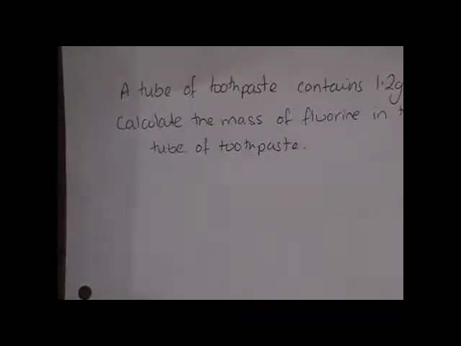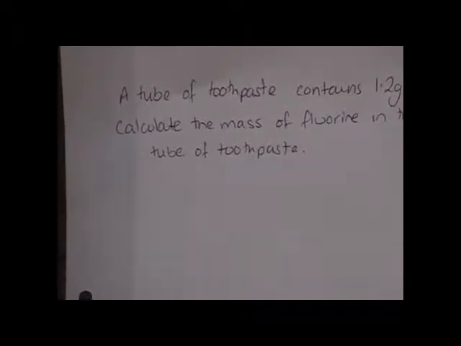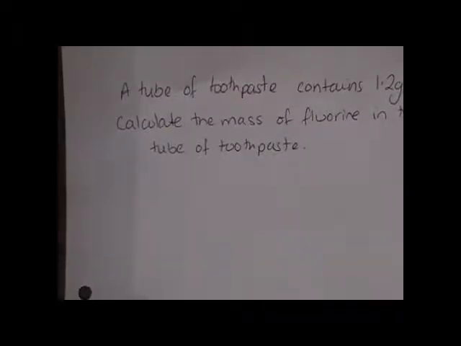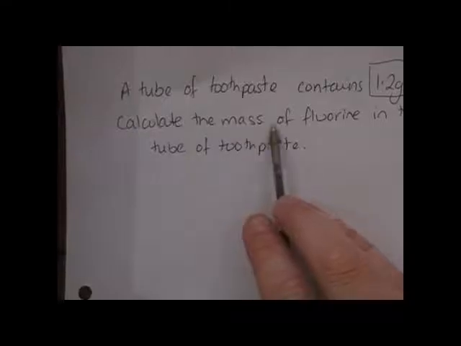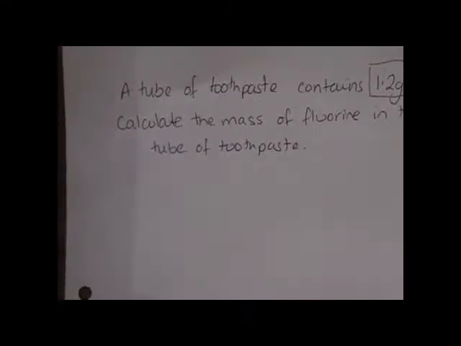Welcome to Revise with Mrs. C. We're going to have a look at calculating the mass of reactants that are required in order to make a certain volume or mass of products. In this question, it's telling you that a tube of toothpaste contains 1.2 grams of SnF2. So again, it's giving you the information you need to know. You want to calculate the mass of fluorine in this amount of toothpaste.